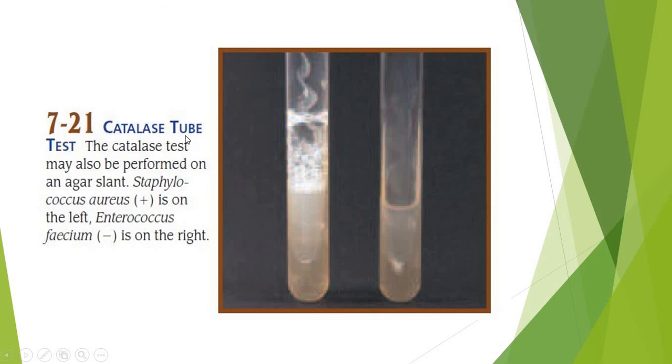Catalase tube test. You can perform this test by putting 1 to 2 ml of hydrogen peroxide into a test tube, taking a loopful of culture and mixing well in the test tube. You will see bubble formation. This is a positive test. If you do not see bubble formation, the test is negative.